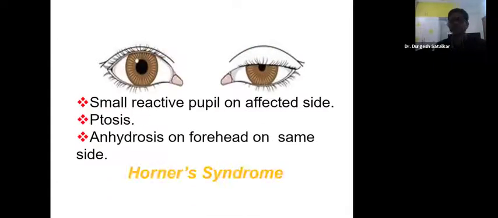Suppose a patient has unilateral ptosis, then we can suspect Horner syndrome on that same side. In Horner syndrome, there is some lesion in the cervical sympathetic chain. We'll get a small pupil on the affected side. The patient might have ptosis and anhidrosis on the forehead on the ipsilateral side.